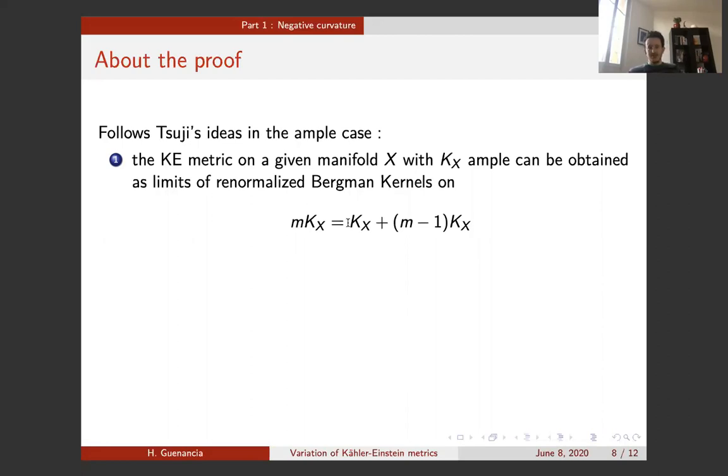And then you consider an orthonormal basis for the L2 norm of the vector space of global sections of 2kx with respect to this L2 product. And that gives you another semi-positively curved metric on 2 times kx. And you iterate this for 3kx and so on and so forth. And that way you get a sequence of positively curved metrics on m times kx. And Tsuji's theorem is that when you normalize them properly, they converge to the Kähler-Einstein metric, or to the weight of the Kähler-Einstein metric.